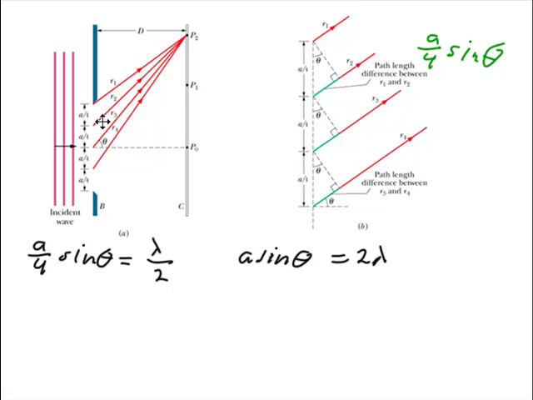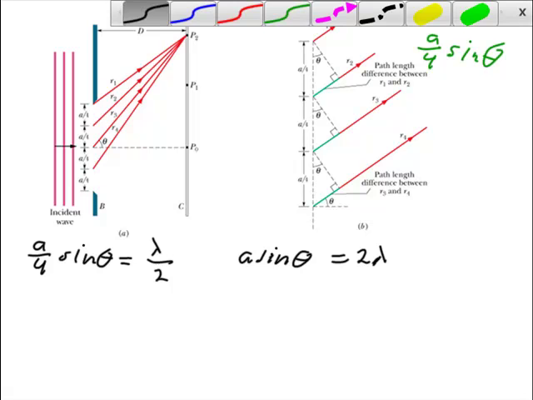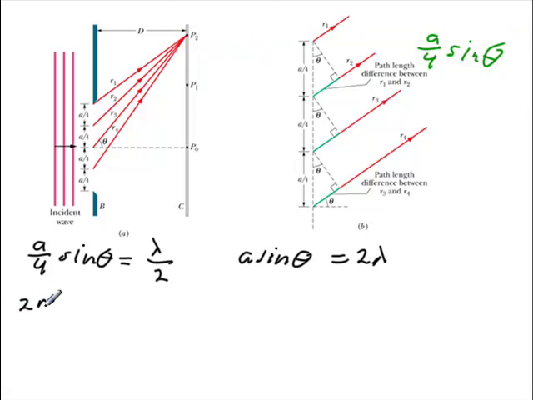In fact, we can always break this line here, this opening, into 2m different segments. Then the phase difference between the top of a segment and the top of the next segment will simply be a over 2m, where m is any integer, times the sine of theta, and that will have to equal lambda over 2.